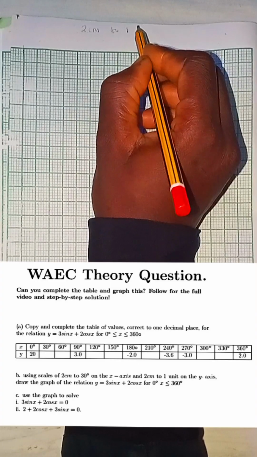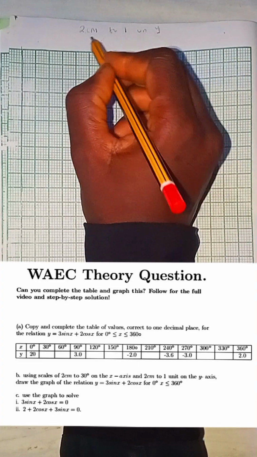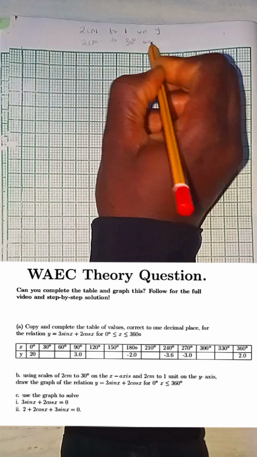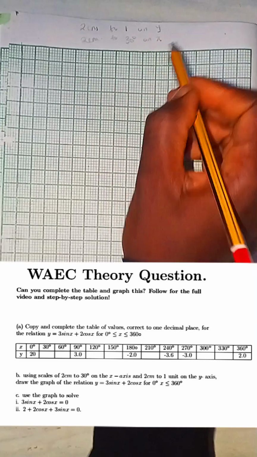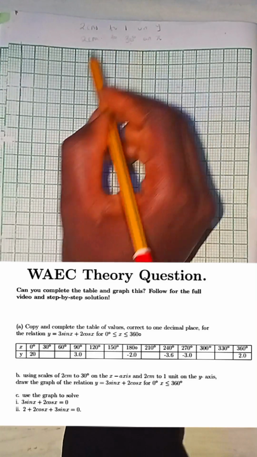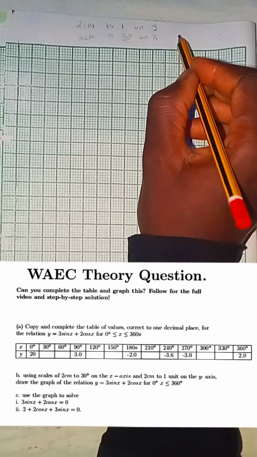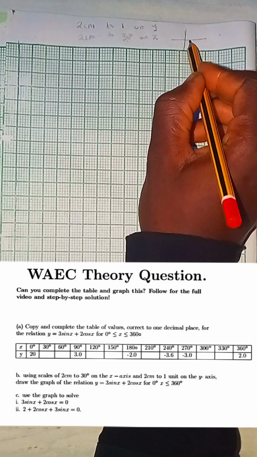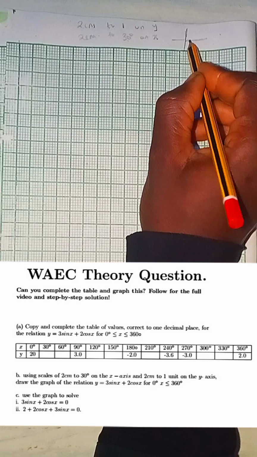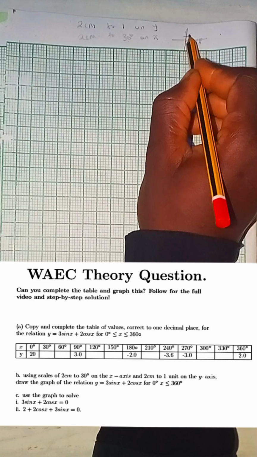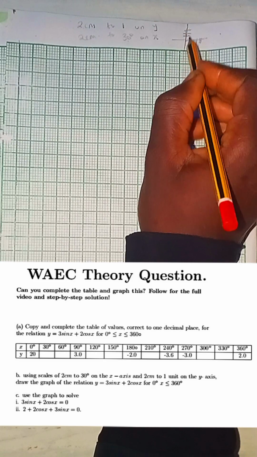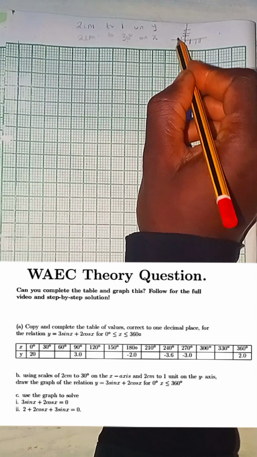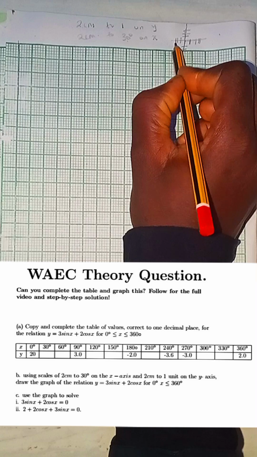2 centimeter to 1 unit on the y-axis, 2 centimeter to 30° on the x-axis. This is the x-axis, this is the y-axis. This is the form L. Here is the positive x-axis, here is the positive y-axis. The form 7, here is the negative y-axis, here is the negative x-axis.